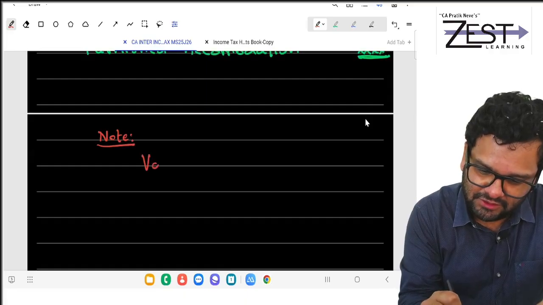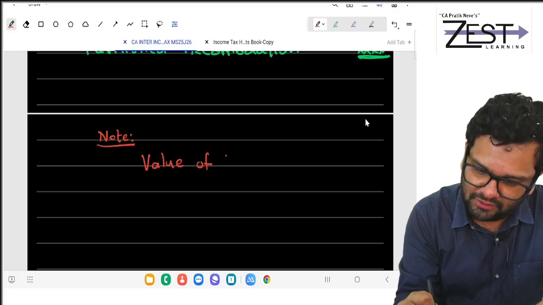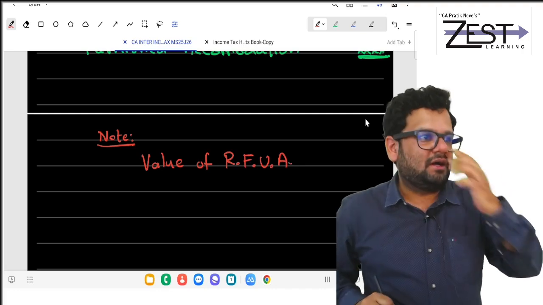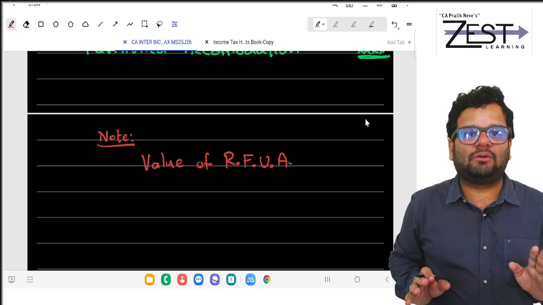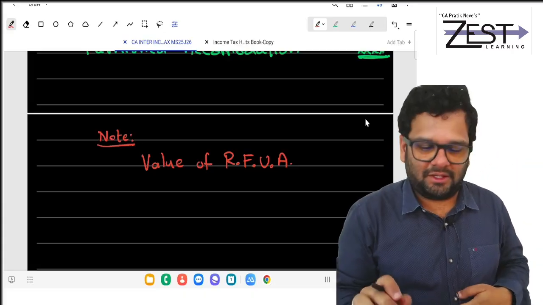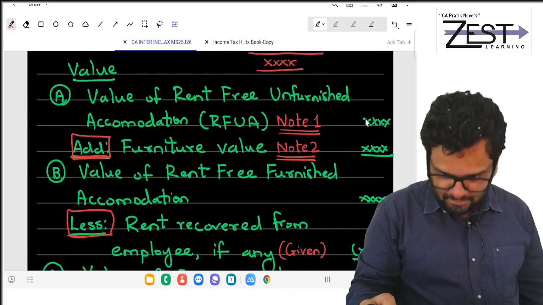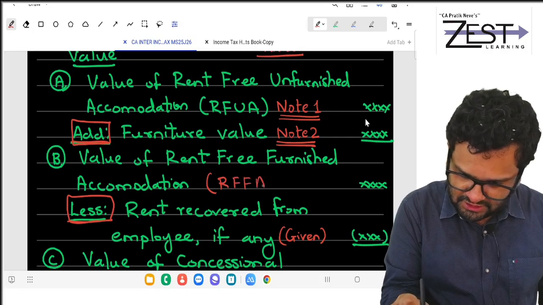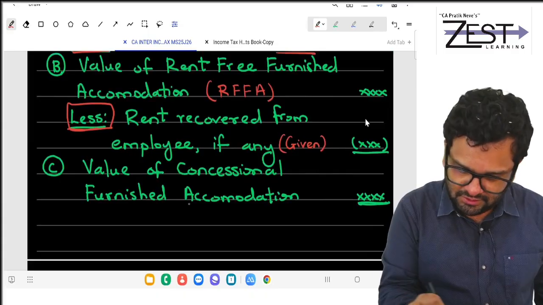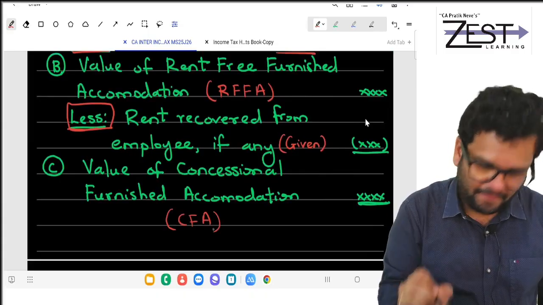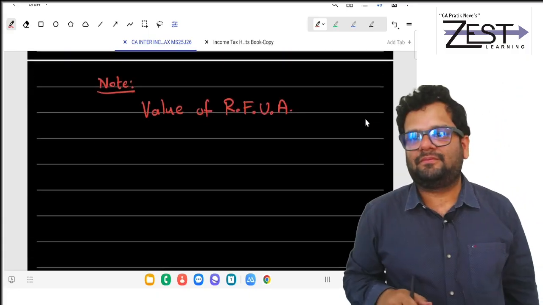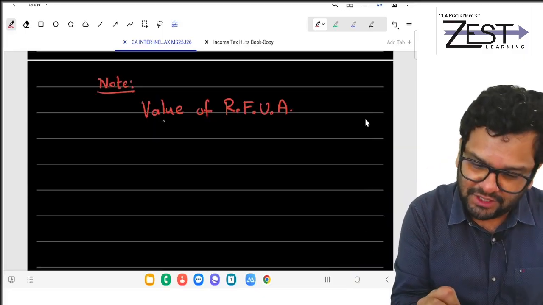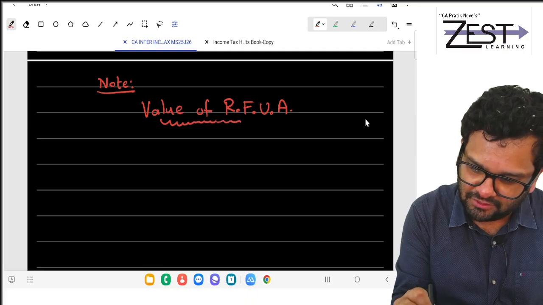Can we say it in our language? Value of rent free unfurnished accommodation. Our language is only between you and me, not between you and the examiner. Okay? Because this was rent free furnished accommodation and this was CFA. Only our short forms. Now how will you find the value of rent free unfurnished accommodation? That is the question.